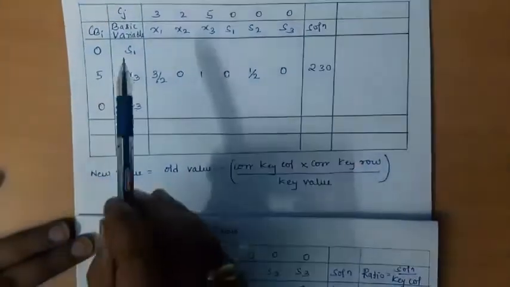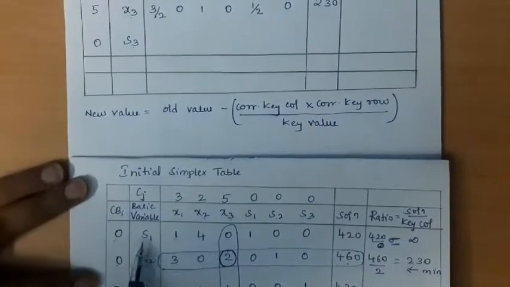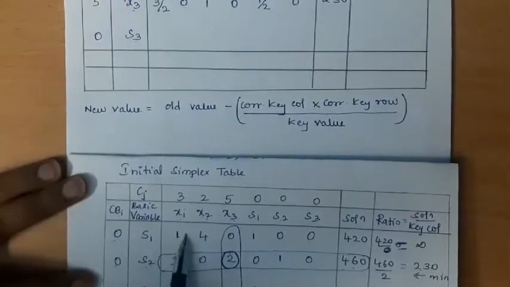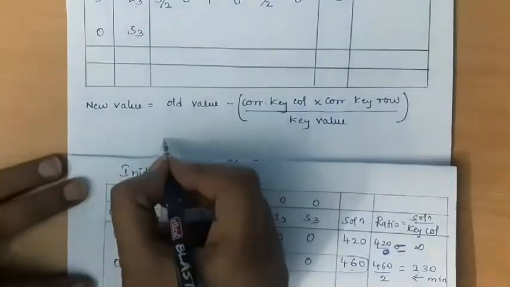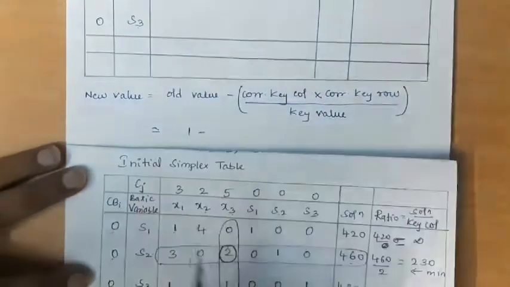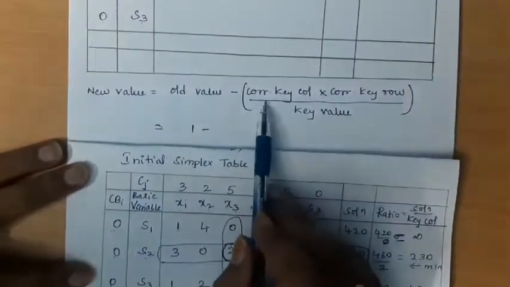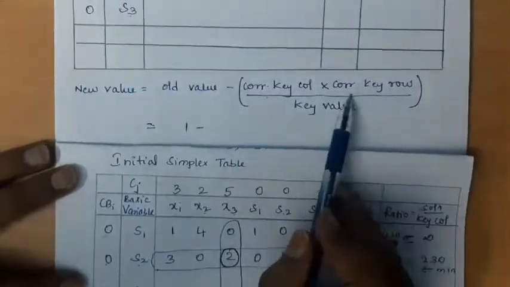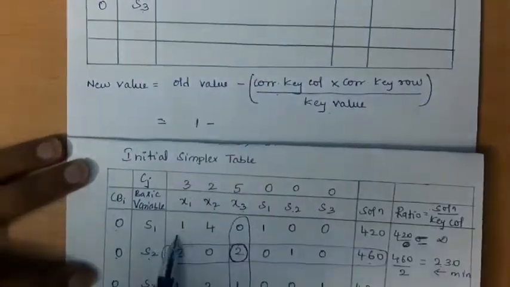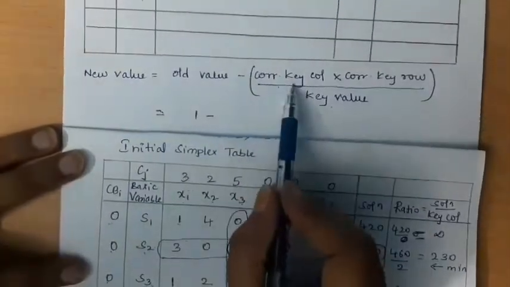So now let us find the new value for first S1 row. First let us take down the S1 value in the previous table, in the initial simplex table. So here S1 is the first value. First old value is 1. So write down in the formula, in place of old value, the first value is 1 minus corresponding key column value. So this is the formula: old value minus corresponding key column value into corresponding key row value divided by key value. Okay, so first old value from S1 row is 1 minus next corresponding key column value.